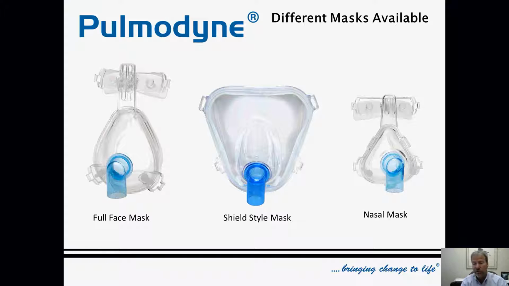But anyway, these are the main masks that we sell. We have the full face mask, the shield type mask, and a nasal mask. The nasal mask is what most people are familiar with from CPAP at home. In the hospital, you're mainly dealing with the full face mask, which is the predominantly used one. And then occasionally you'll use the shield type mask.